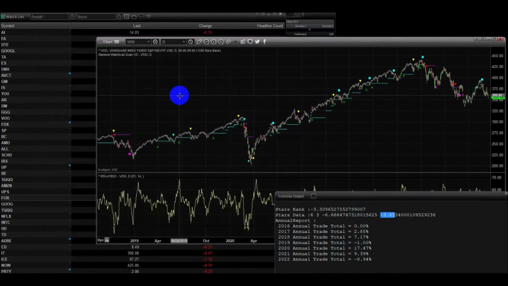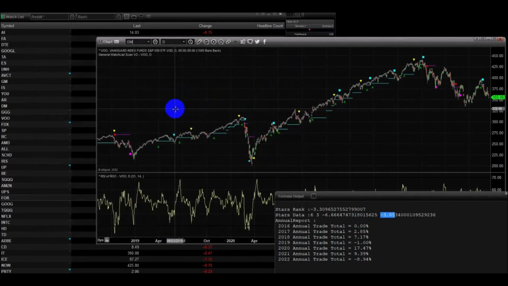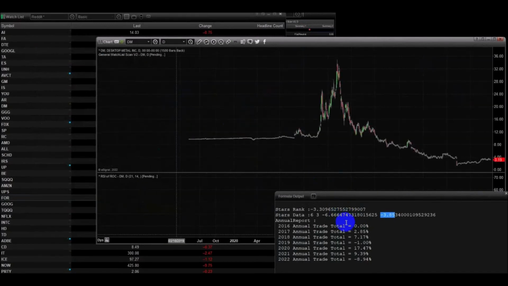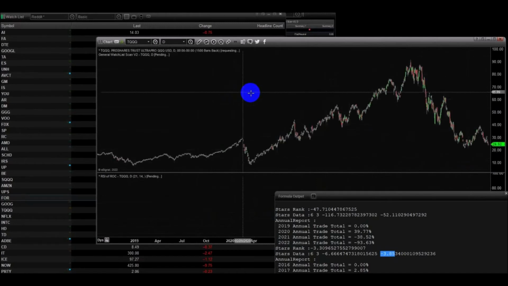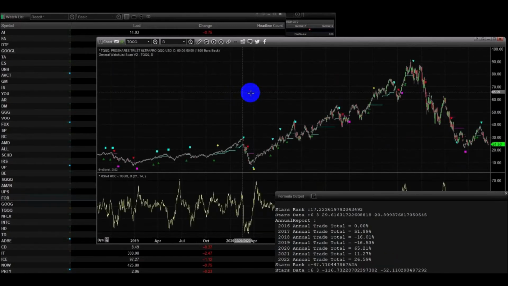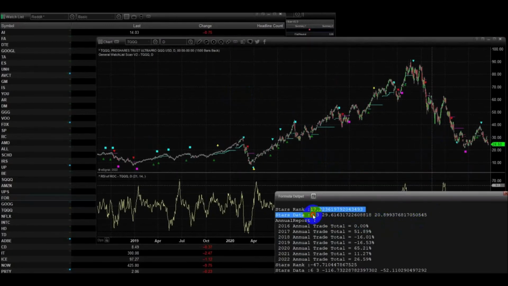So hypothetically, let's see here, let me try to find something that has turned somewhat positive. This is negative, negative, negative. You can see this was a very big spike. Desktop Metal. Let's try TQQQ. This is the ProShares Ultra Trust. All right, so here's a scenario where it has performed. 3 of the last 6 trades are positive.